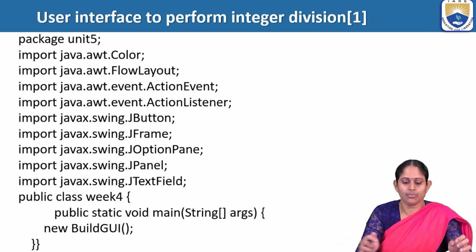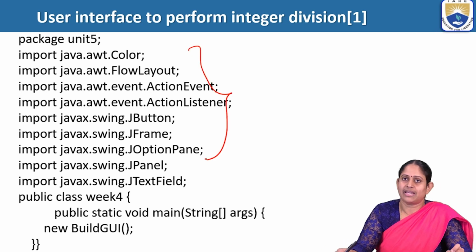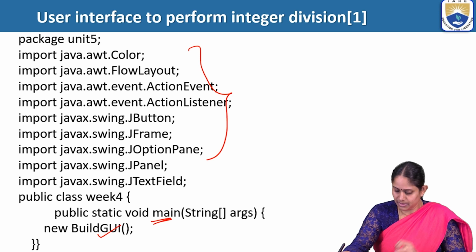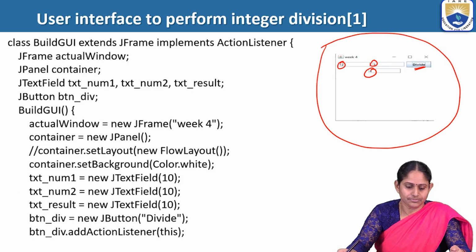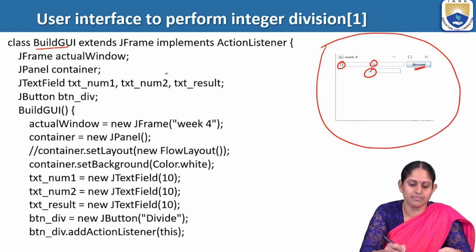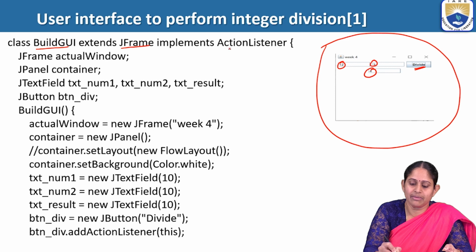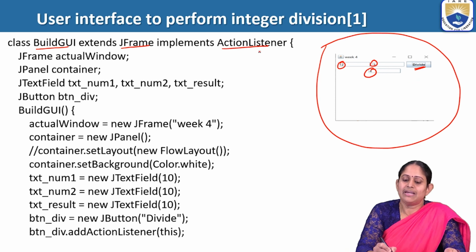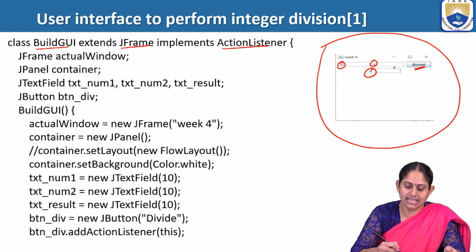For that, we have to import all these packages. We are importing all these packages for our program, and in our main method, we are creating the object of the logic of the program wherein we are implementing our logic. So here we are implementing the logic in the class BuildGUI, which extends JFrame and implements ActionListener. We are implementing the ActionListener interface to have event handling on the button.